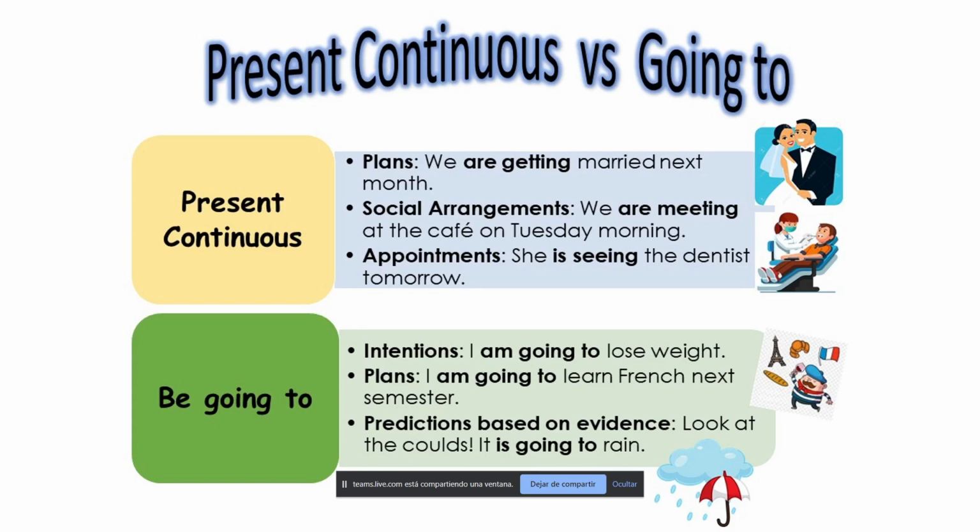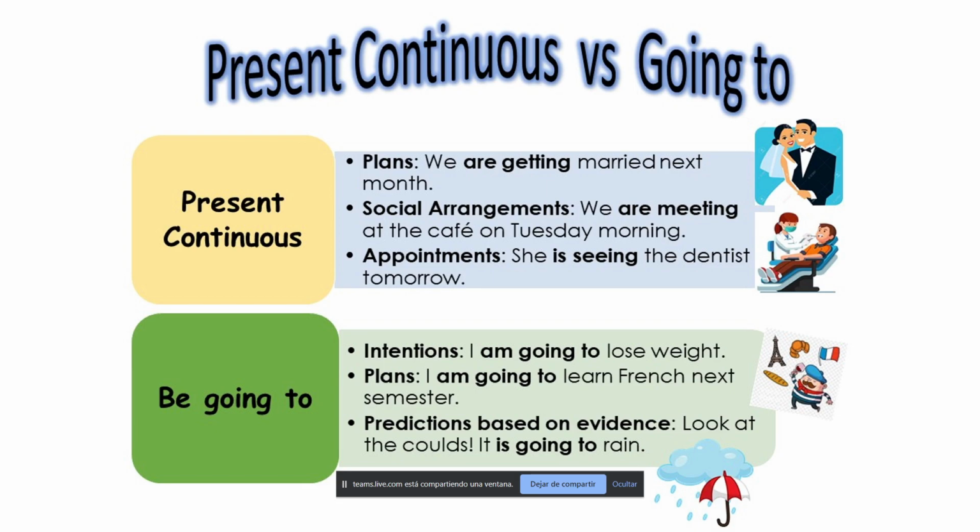The next is to talk about social arrangements. If you're talking about an arrangement, it's important to use present continuous. For example, we are meeting at the cafe on Tuesday morning. This is going to happen. This is an arrangement that is like an appointment. For an appointment, for example, she is seeing the dentist tomorrow, or she is visiting the dentist tomorrow. So we use present continuous to talk about the future when we are talking about plans, social arrangements, and appointments.